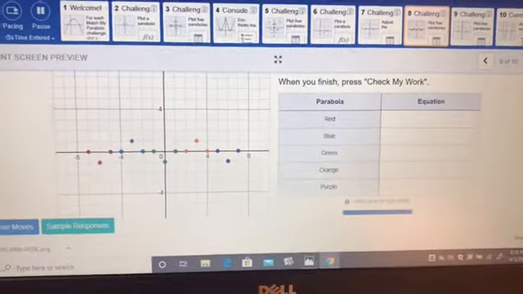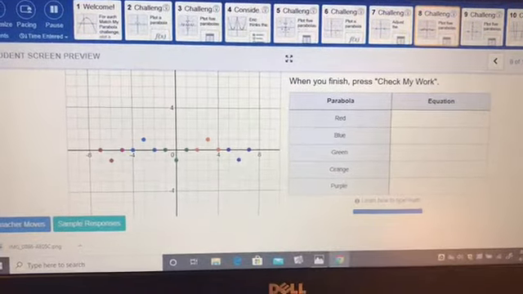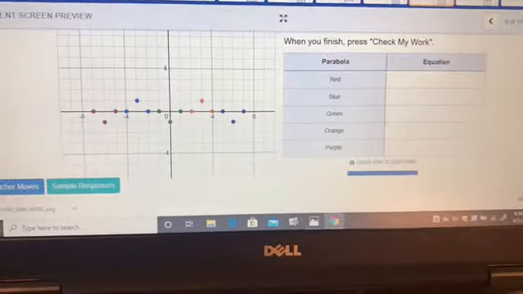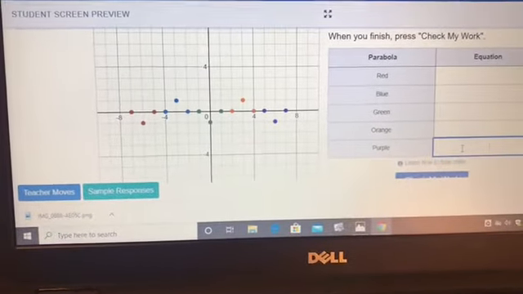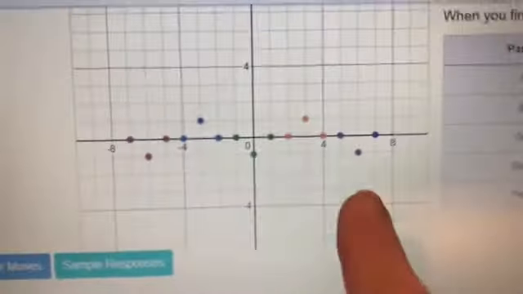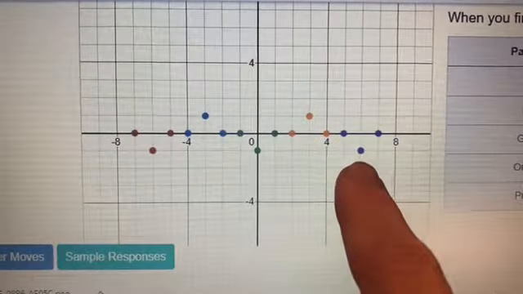Page 8, some are upside down, some are right side up. Let's go ahead and do the purple one together. It moves right 6 and down 1. The vertex is right 6 and down 1. So I feel like you guys should be getting the hang of this.